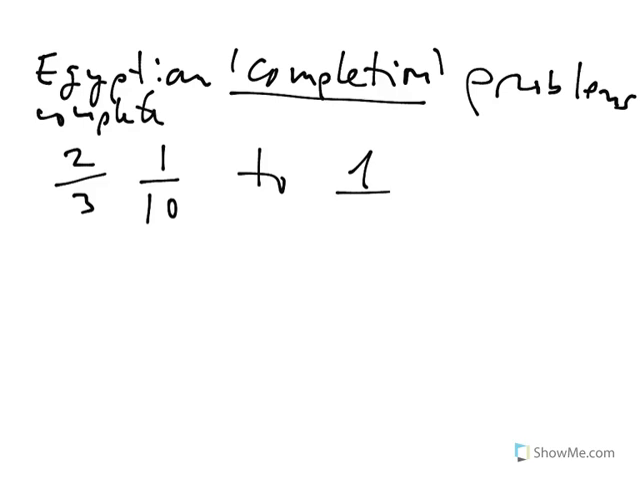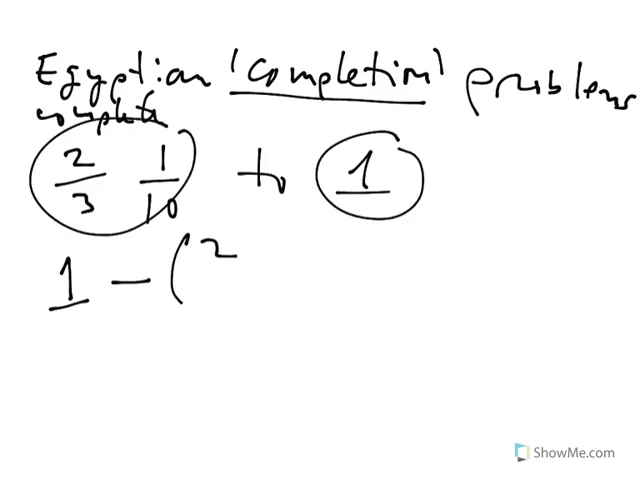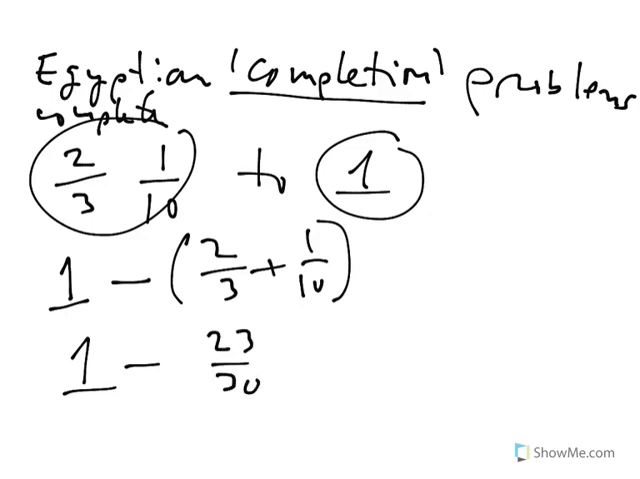It's basically saying what is 1 minus, like how much more do I need to add to this in order to get 1, or what's 1 minus 2/3. That's what this is saying. So in modern math, this would be 23 over 30. And we'd say, okay, so it's just 7 over 30.